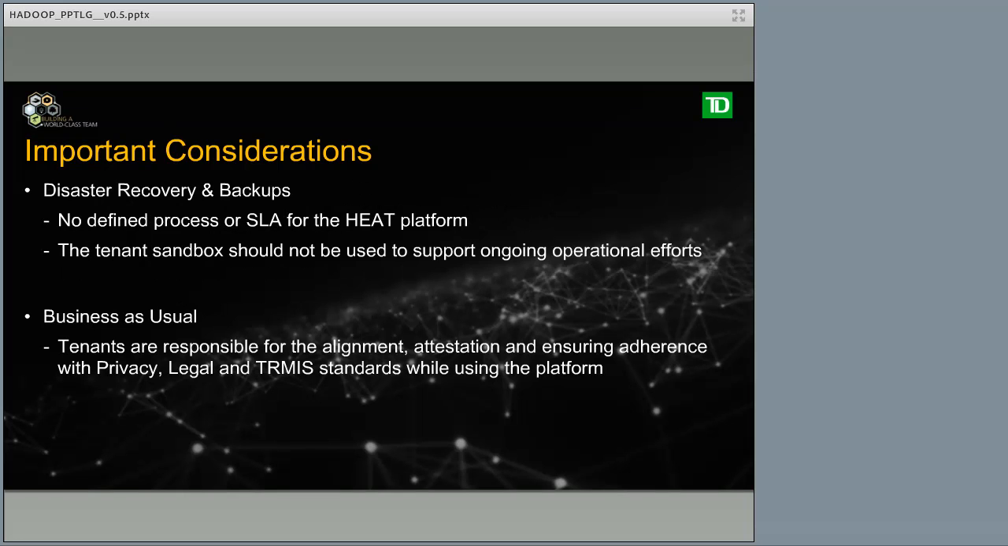2. Disaster recovery and backups. There is no defined process or SLA for the Heat platform. This means that the tenant sandbox should not be used to support ongoing operational efforts. 3. Business as usual. Tenants are responsible for the alignment, attestation, and ensuring adherence with privacy, legal, and TRIMIS standards while using this platform.